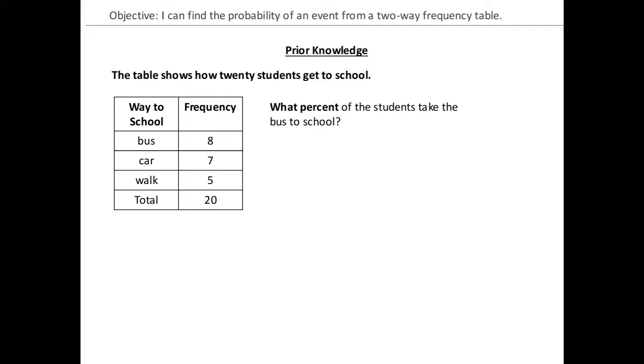So for prior knowledge here, it says the table shows how 20 students get to school. We kind of saw this Monday. We have 8 students take the bus. We have 7 students take a car. 5 students walk to school. So we have a total of 20 people. The question here says, what percent of the students take the bus to school?